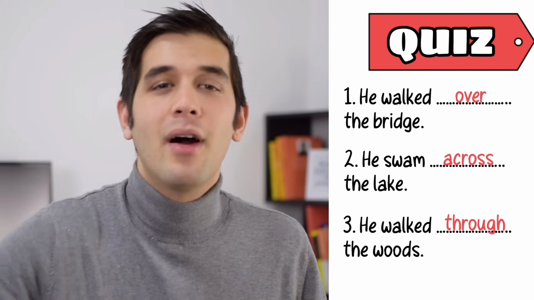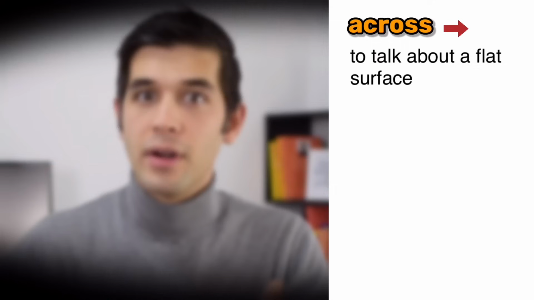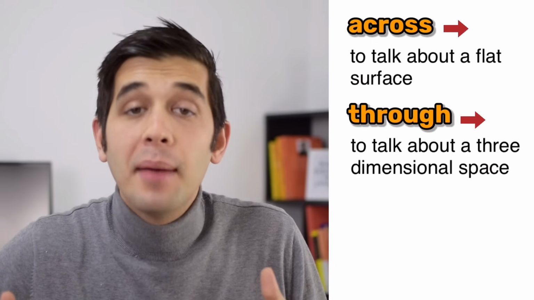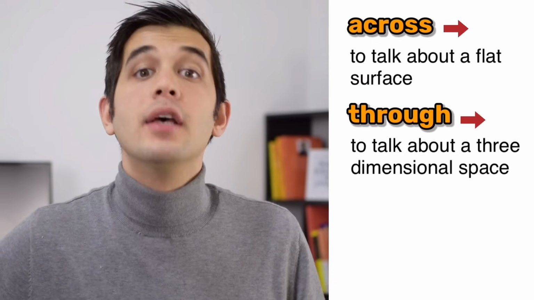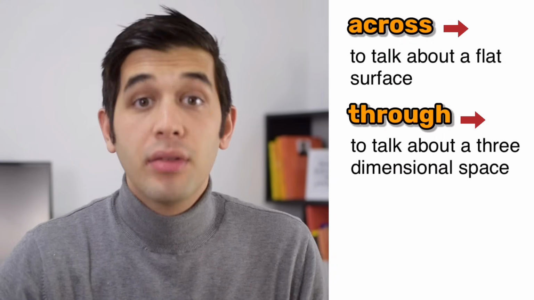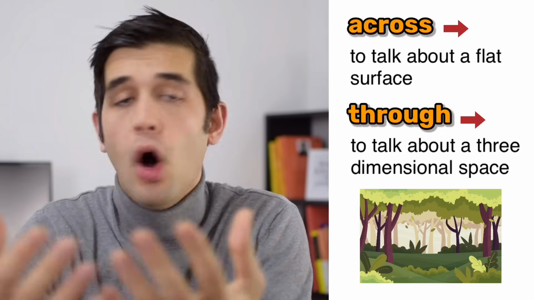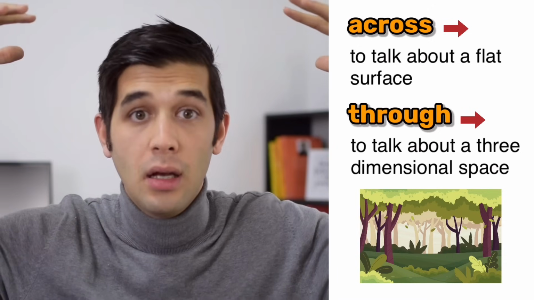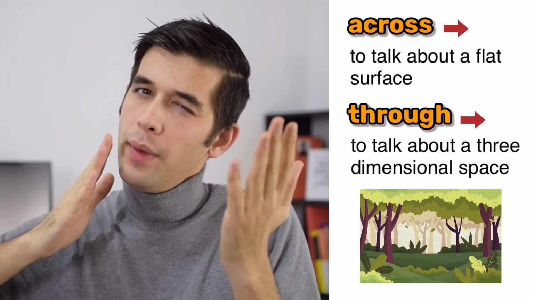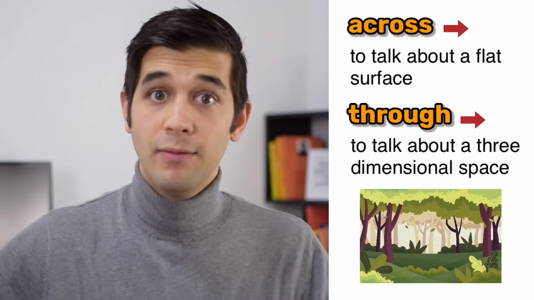And that is the third part of this lesson. We use across when we are talking about a flat surface: across the desert, across the lake, across the street, across the river. However, when we are talking about a 3-dimensional space, a space in which you are surrounded by it, we use through. For example, the woods. When you are in the woods, you have trees all around you. There is tree canopy above your head, right? And you are going through it because you are inside the woods. You are surrounded by the environment.